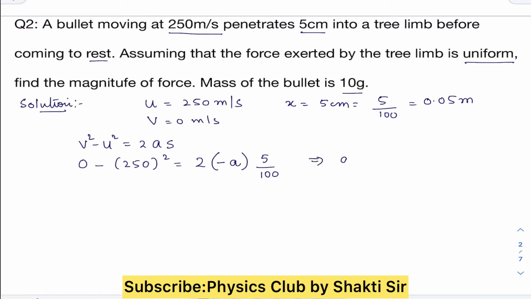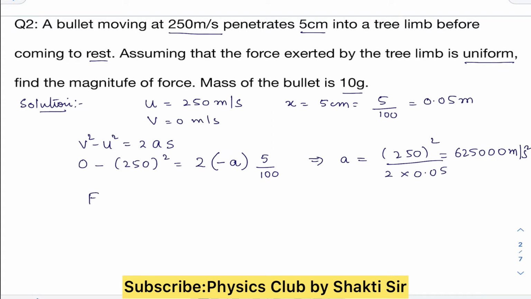When we solve the value of a, it comes out to be 250 squared divided by 2 into 0.05, which is 625000 meter per second square. So this is the acceleration, and from the acceleration we can calculate the value of force.